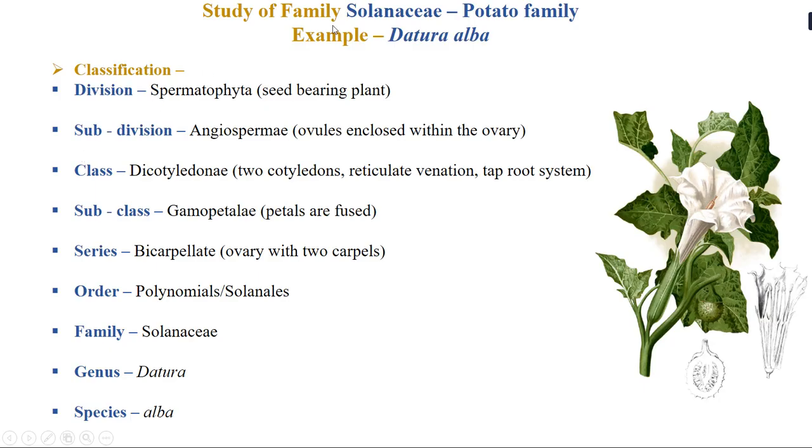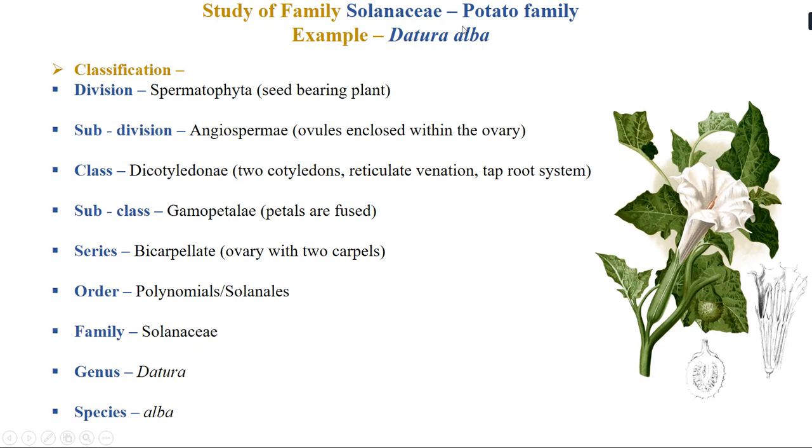So this family that we are studying is Solanaceae. This Solanaceae family is also called a potato family. That means the potato plant comes under this family. Other than this, there is brinjal, tomato. They also come in the same family, Solanaceae. Now the example that they have given us to study this particular family is Datura alba, the Datura plant.